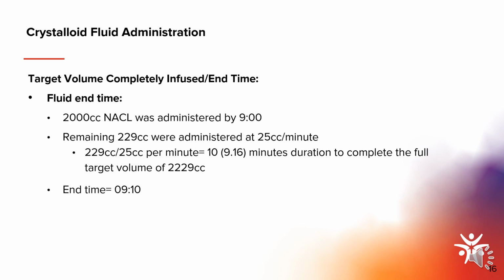Because we only needed 229 cc's from this last bag to meet the full target volume for this patient, we would divide the remaining volume of 229 cc's by the 25 cc per minute rate that we determined on the last page. This comes out to 9.16 minutes, or 10 minutes rounded up. The full target volume for this patient was complete by 9:10. And now we have an exact end time to move on to the next data element in the algorithm, assessing for persistent or new hypotension.